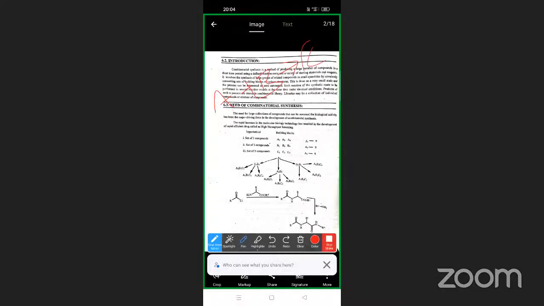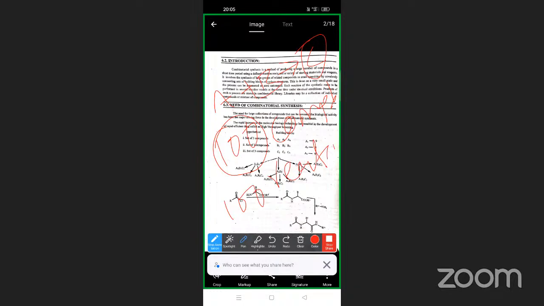So you will get one compound here. For example, you want 100 compounds, right? So 100 compounds, you need 100 reactions. To get the 100 compounds, you need to keep the 100 reactions here. From each reaction, you will get one compound, right?